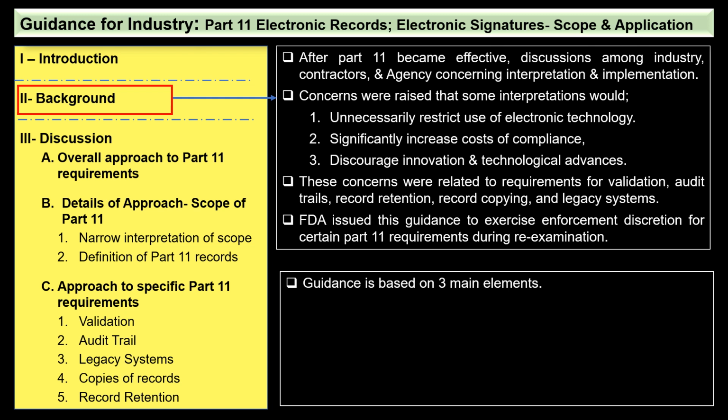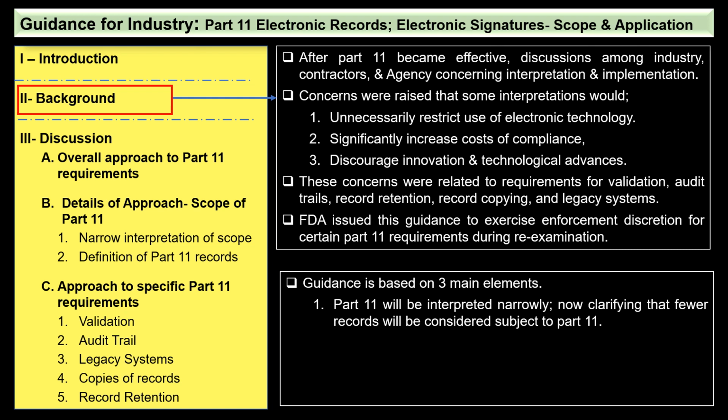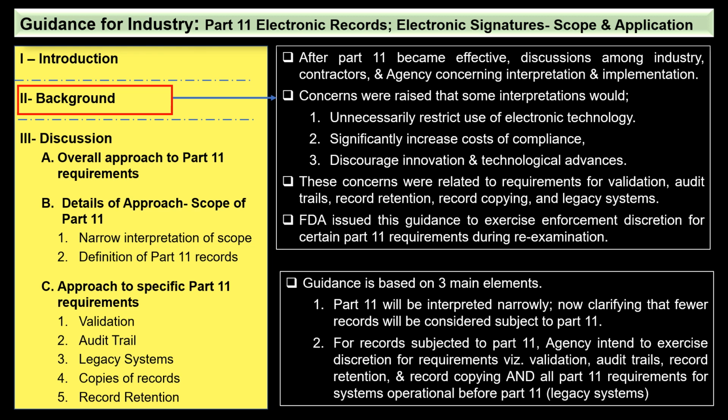So this guidance is based mainly on 3 elements. Part 11 will be interpreted narrowly, now clarifying that fewer records will be considered subject to Part 11. And for records subject to Part 11, FDA intends to exercise discretion for validation, audit trail, record retention, record copying, and the legacy system. So first, the Part 11 requirements will be implemented for a limited group of records, and second, for whatever records it has been implemented, there will be certain discretion related to the 5 mentioned topics.